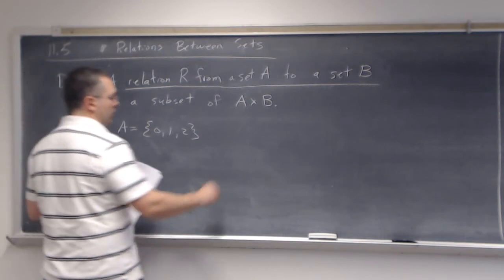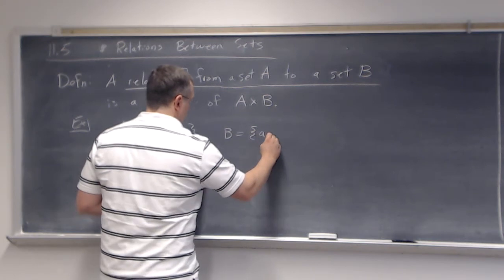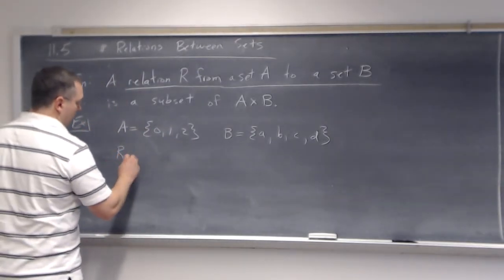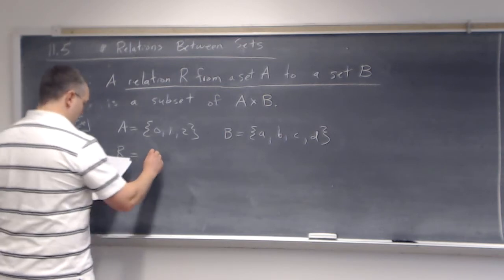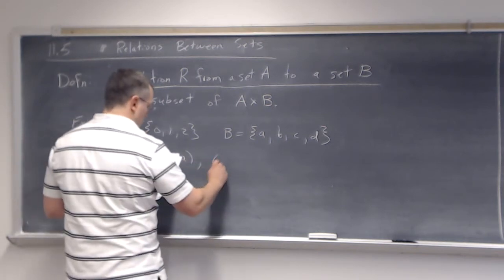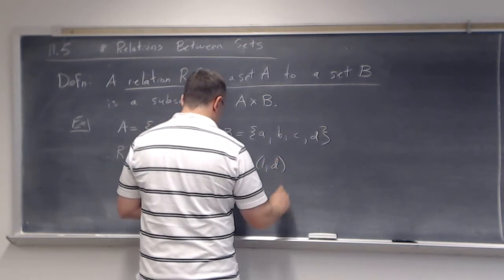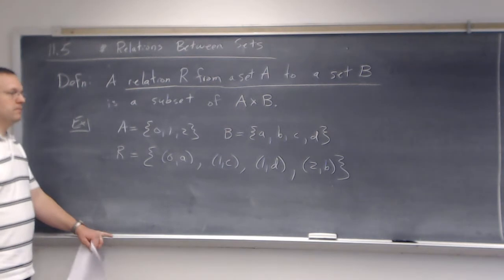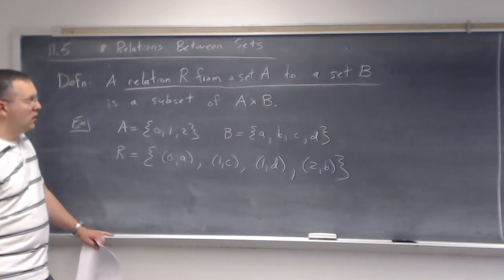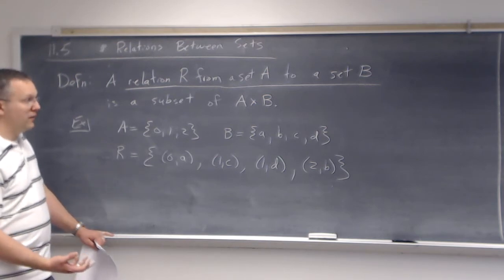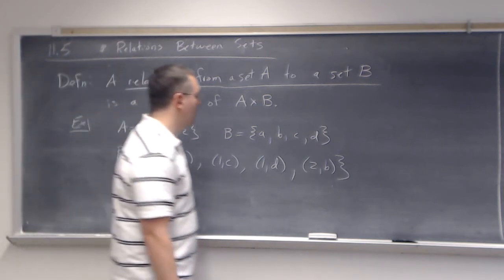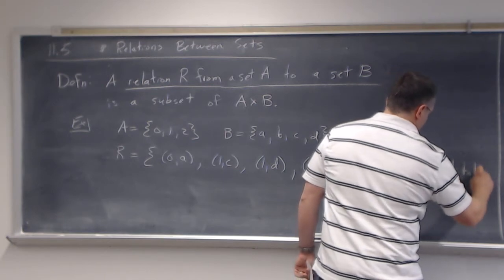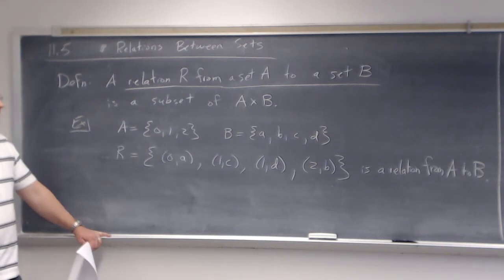Set A contains the numbers 0, 1, 2. B contains the letters A, B, C, D. Okay. Here's a relation from A to B. Look at this relation, look at this set of ordered pairs. All the first coordinates are in A, all the second coordinates are in B, so this is a subset of A cross B. So therefore, this is a relation from A to B. Okay.